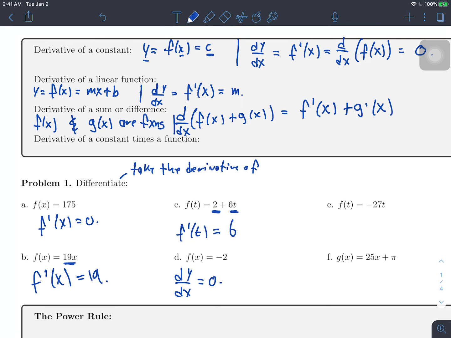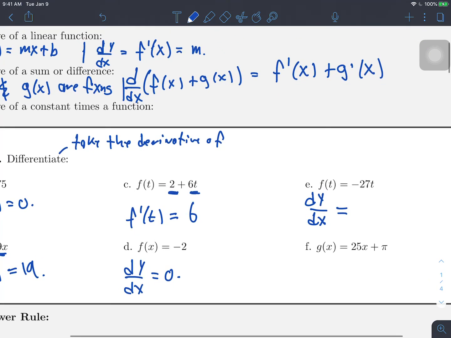Alright, how about negative 27t? We're talking about problem 1e here. How do I get the derivative of negative 27t? Yes, we would write it dy dx maybe, and what would go on the other side of the equal sign? 0. Not 0 in this case. What's different between part D and part E? What's the difference between those two? Yes, Yasmin?